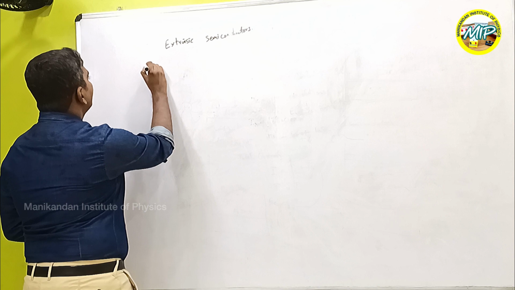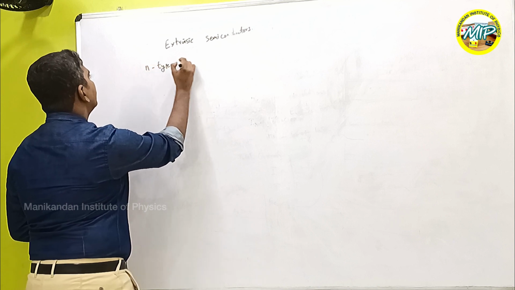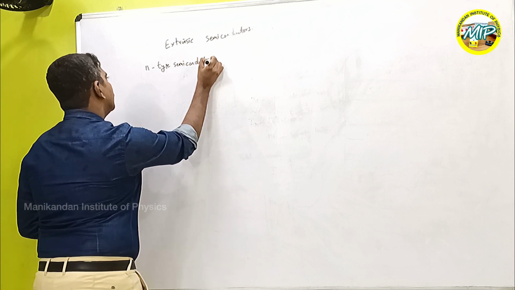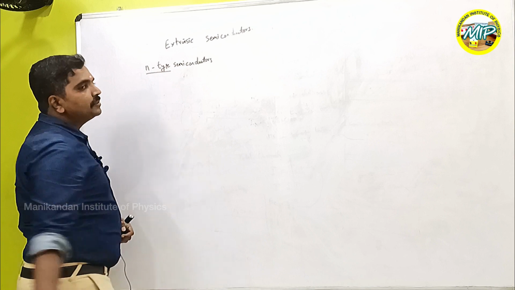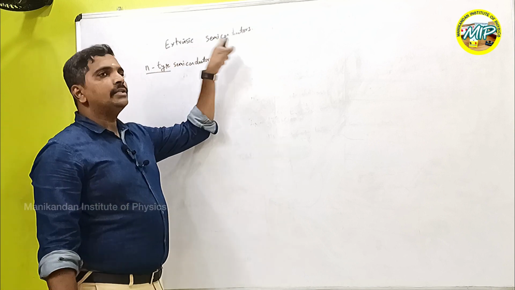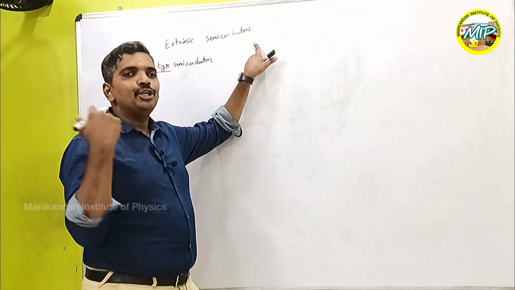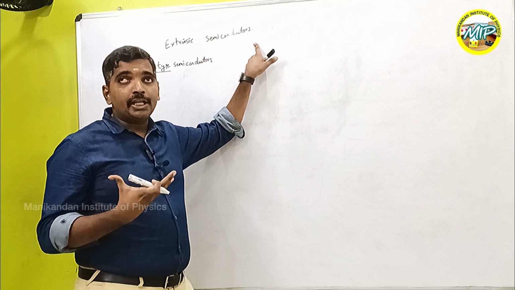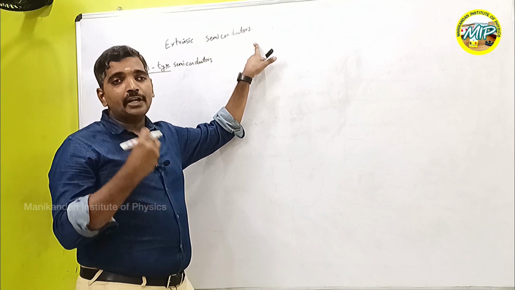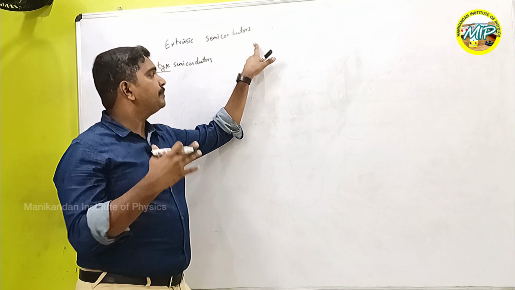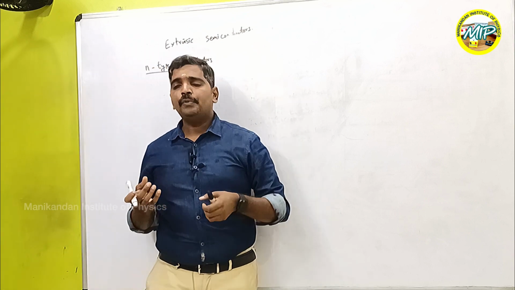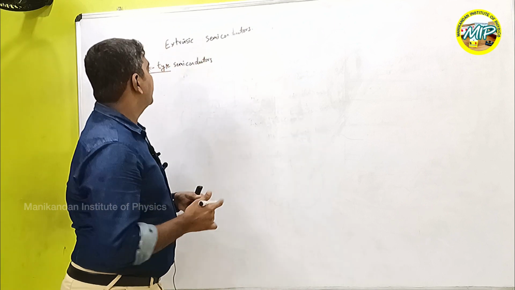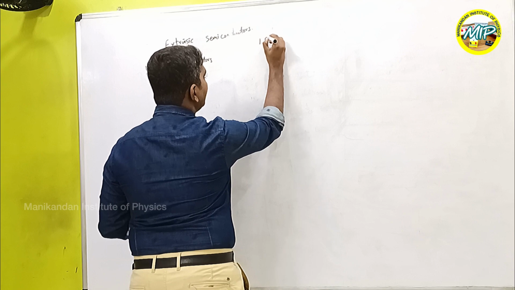First we are going to start with N-type semiconductors. What is meant by N-type semiconductors? As I told you, extrinsic semiconductor means we add some impurity to the system. We should not add a large quantity, only a small amount of impurity. What is this small amount of material? It's called 1 ppm.